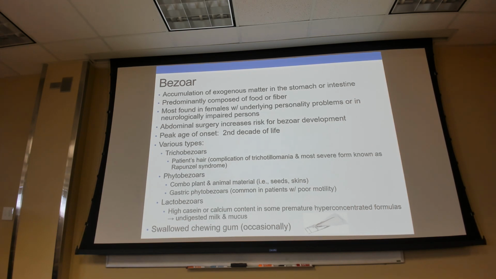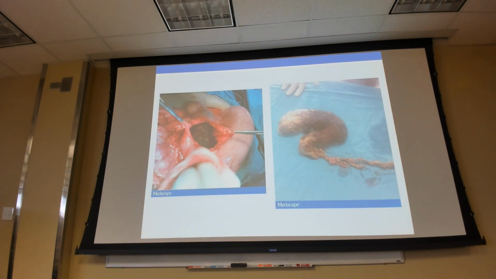Please don't spend time worrying about the different types of bezoars. It's more of a history type question. Are you noticing that they're eating some undigestible source? And a quick look at what that looks like. But I will leave that for surgery.